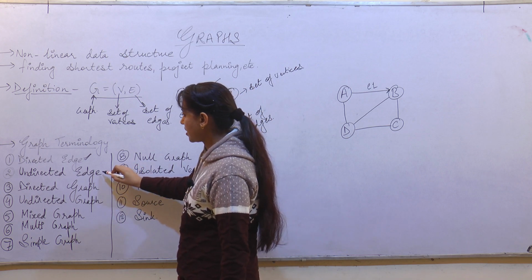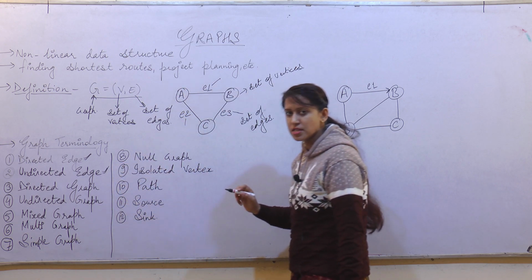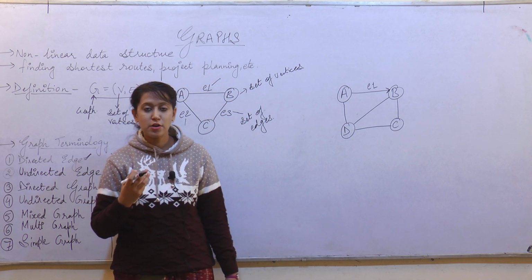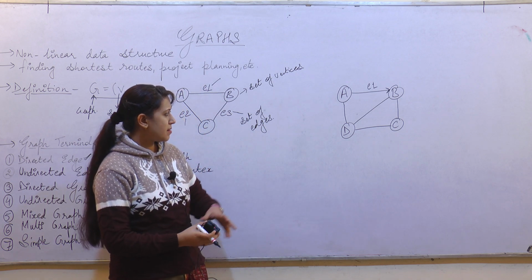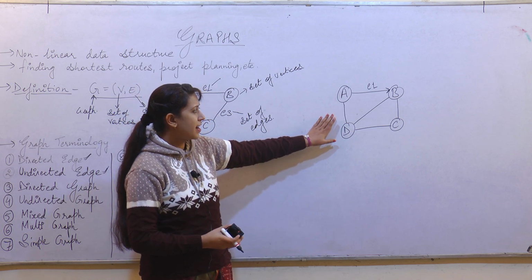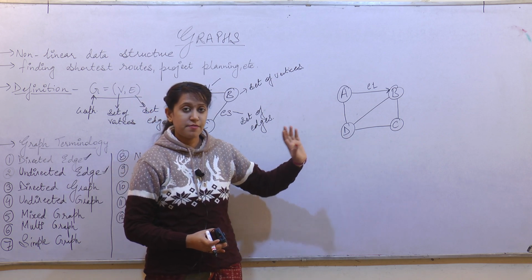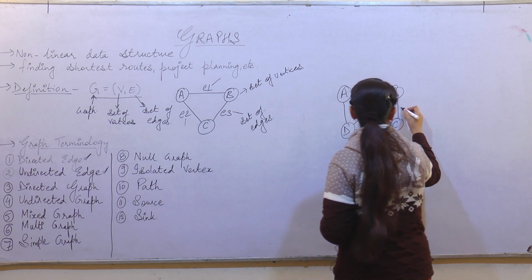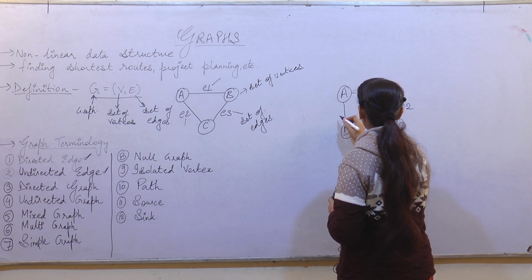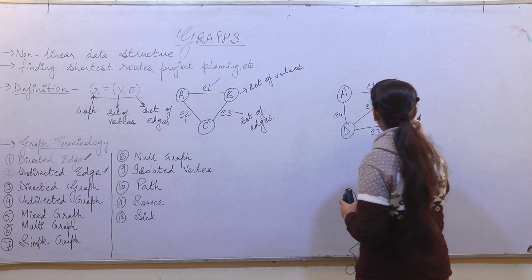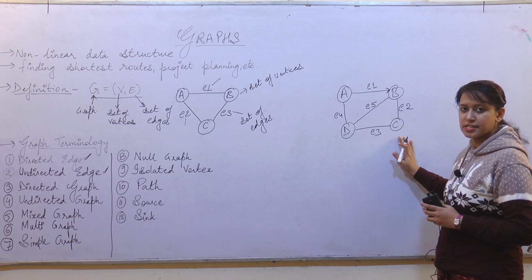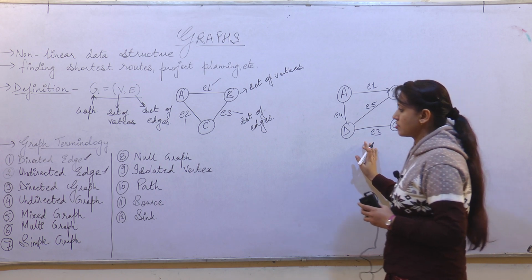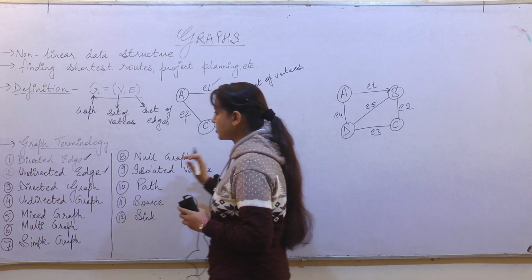Second terminology is undirected edge. Undirected edge means the edges which do not have any direction are known as undirected edge. So this can be understood using this example. Undirected edge means the edge with no direction. So the edges E2, E3, E4 and E5 are known as undirected edges because these edges do not have any direction. So this was undirected edge.